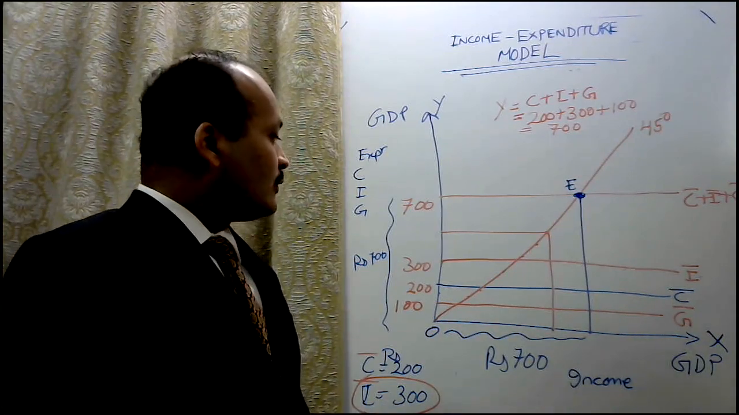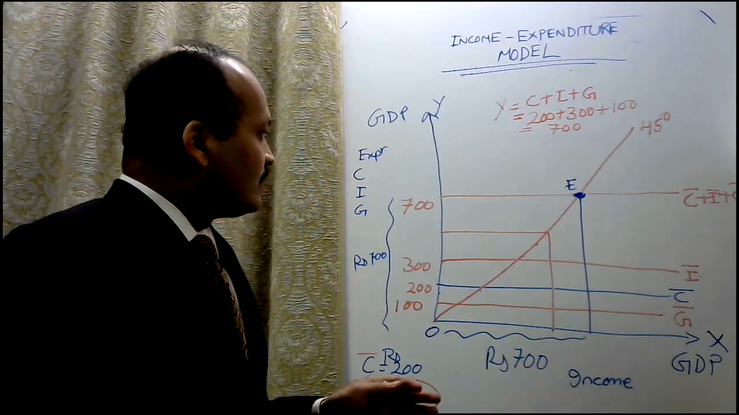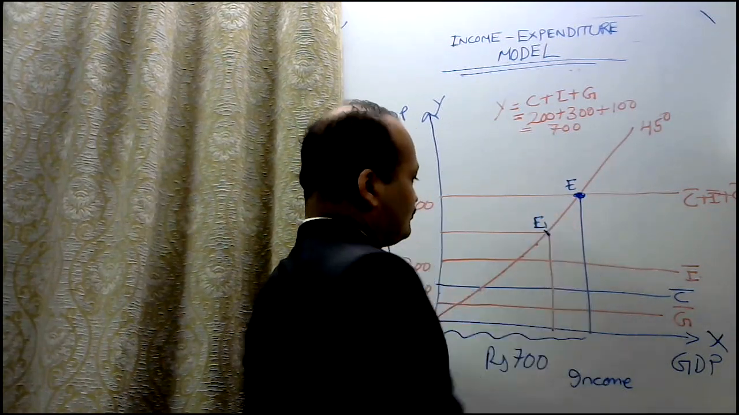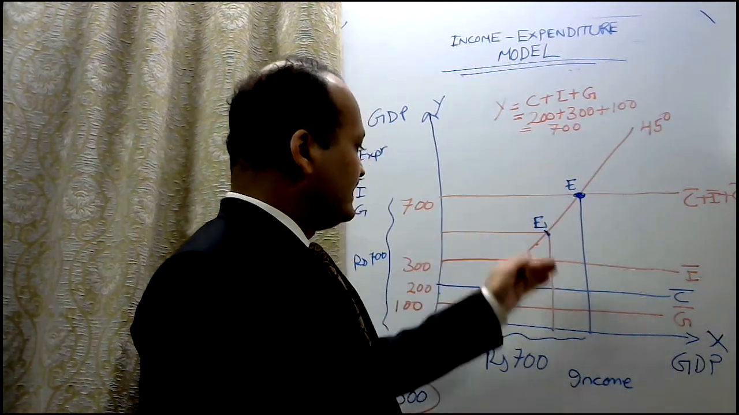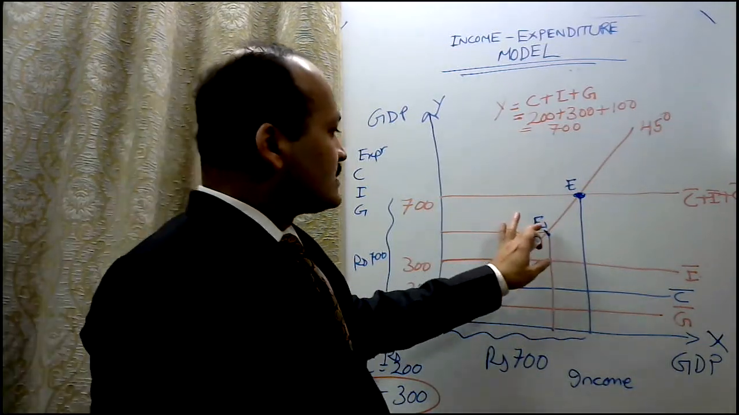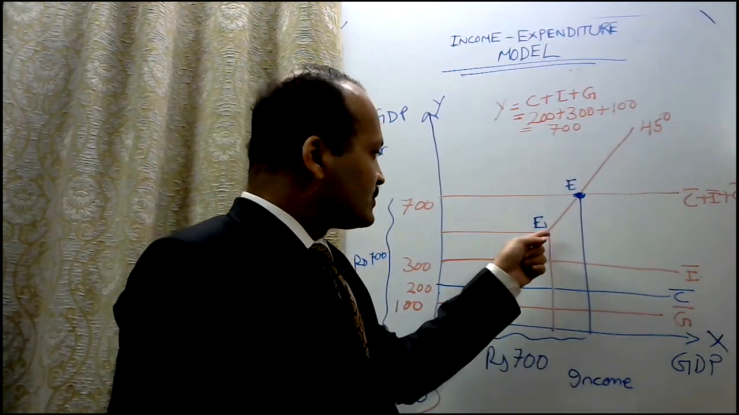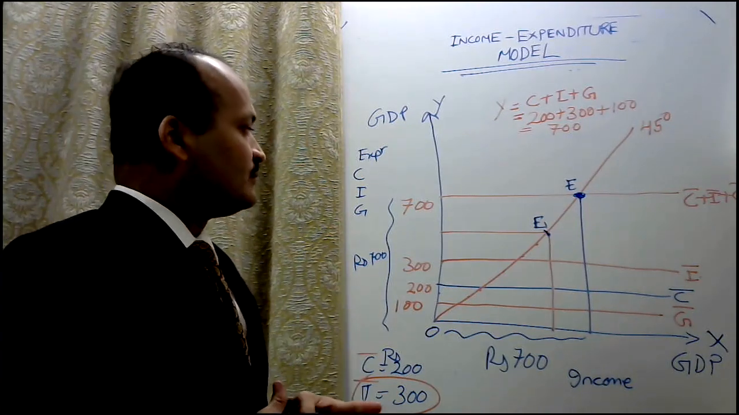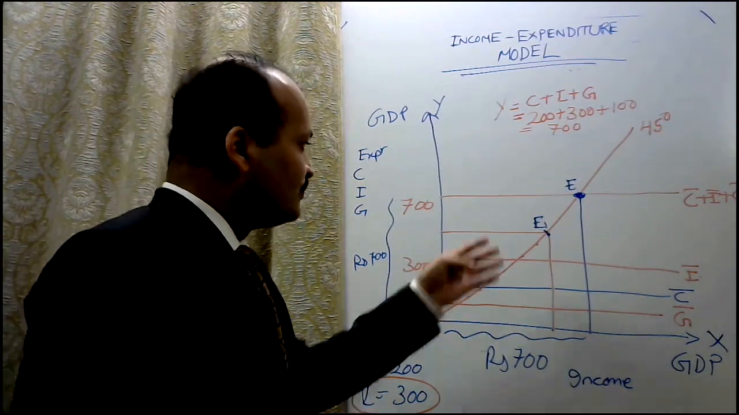Now, to appreciate why E is the equilibrium point, and not a point like, suppose, E1, which we had taken as an example to show that each point on the 45-degree line is equidistant from the x-axis and y-axis. So let us consider a point like E1. If E is a point of equilibrium, certainly E1 cannot be an equilibrium point, and why E1 is not an equilibrium point, we can appreciate by looking at what is happening to the income and expenditure stream at point E1.